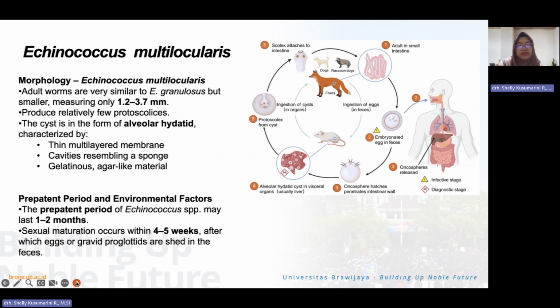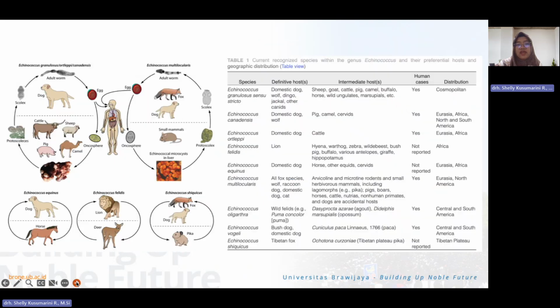And then for the prepatent period, it may last 1 until 2 months. Sexual maturation occurs in 4 until 5 weeks, after which eggs or gravid proglottids are shed in the feces.